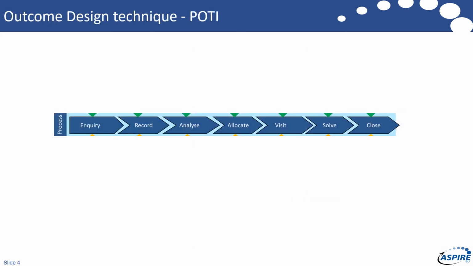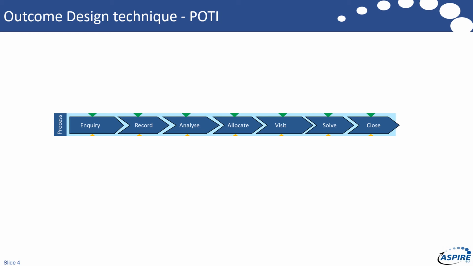I just want to spend a little bit of time explaining the POTI model. Now, it's 4 headings: process, organization, tools, technology, and information. But a common mistake is to see those as 4 headings that you make lists of. And the key thing is understanding how it all fits together and connects.